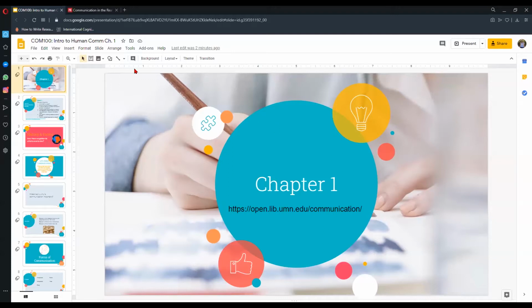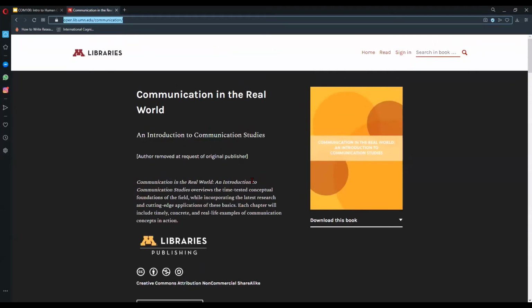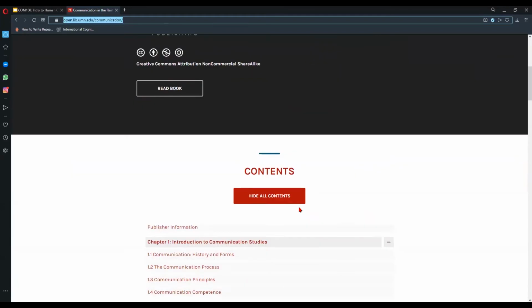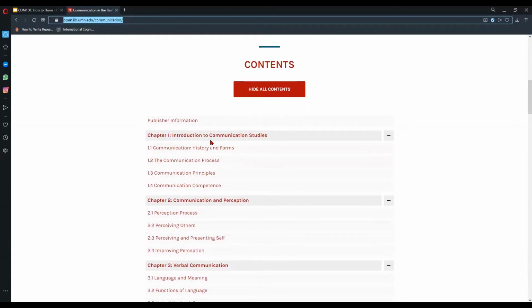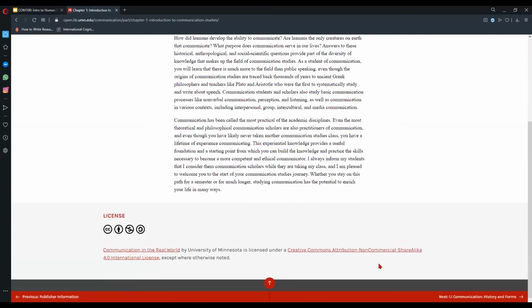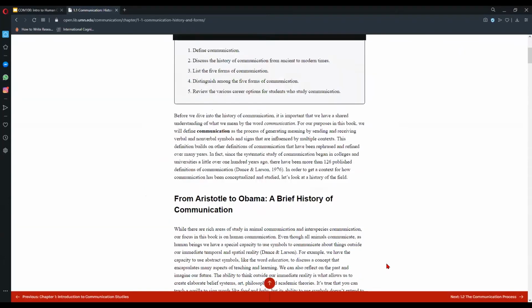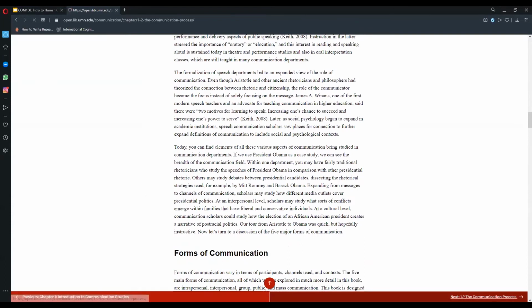If you would like to check out the book for this, it is Communication in the Real World from the University of Minnesota Libraries. It is an OER, so it's an open educational resource. If you go to this link, open.lib.umn.edu/communication, it'll bring you right here. You can go through, you can click on these, you can read through the book and follow along with us.